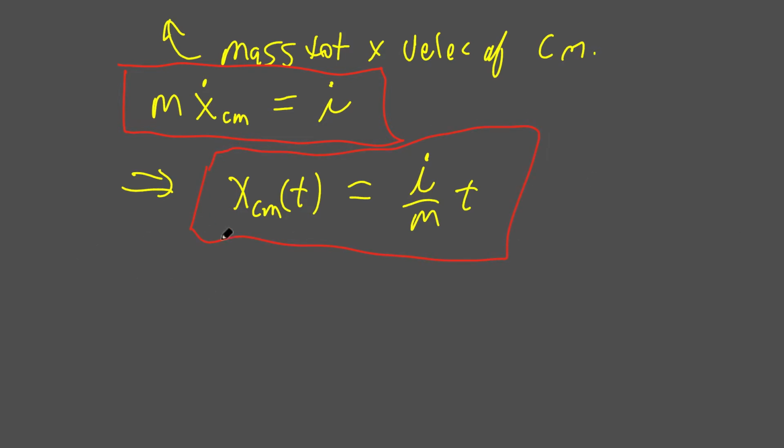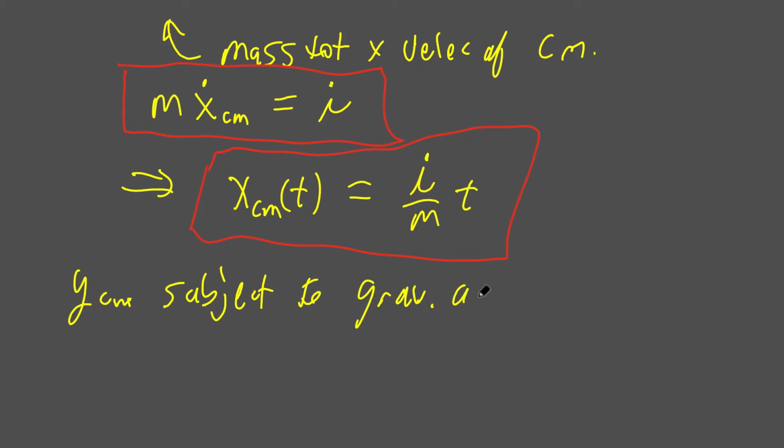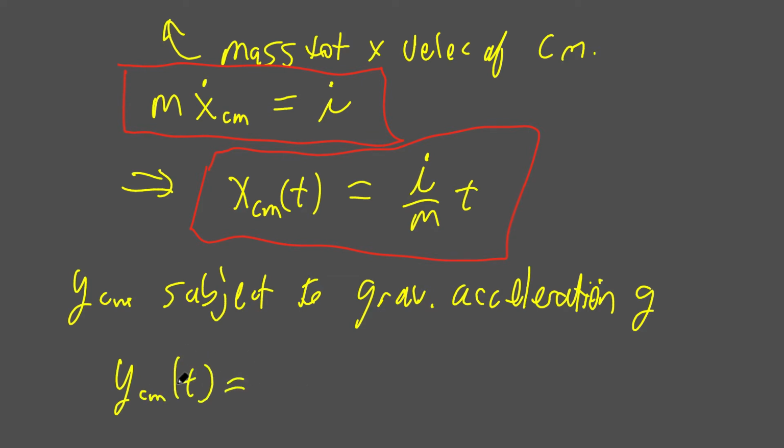Likewise, we can find the y component of center of mass. The y component is just subject to the acceleration due to gravity. Subject to gravitational acceleration. Little g is 9.8 meters per second squared. So y sub cm as a function of time is equal to the initial value of y sub cm.